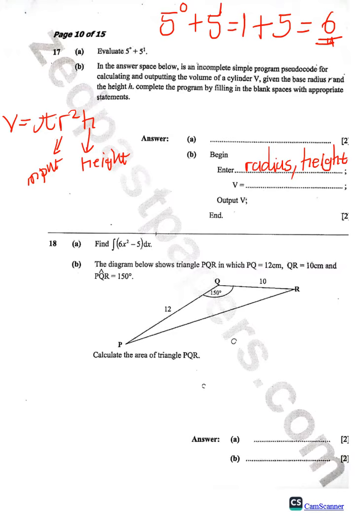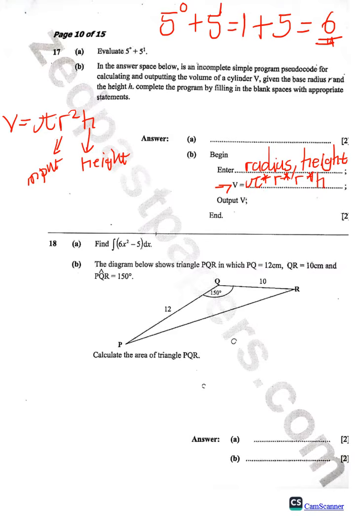Okay, then from there, where there is this V, we need to write the formula. So it's pi multiplied by radius times another radius times the height. Then we have completed this incomplete pseudo code. Now let's move on. Let's look at question 18.